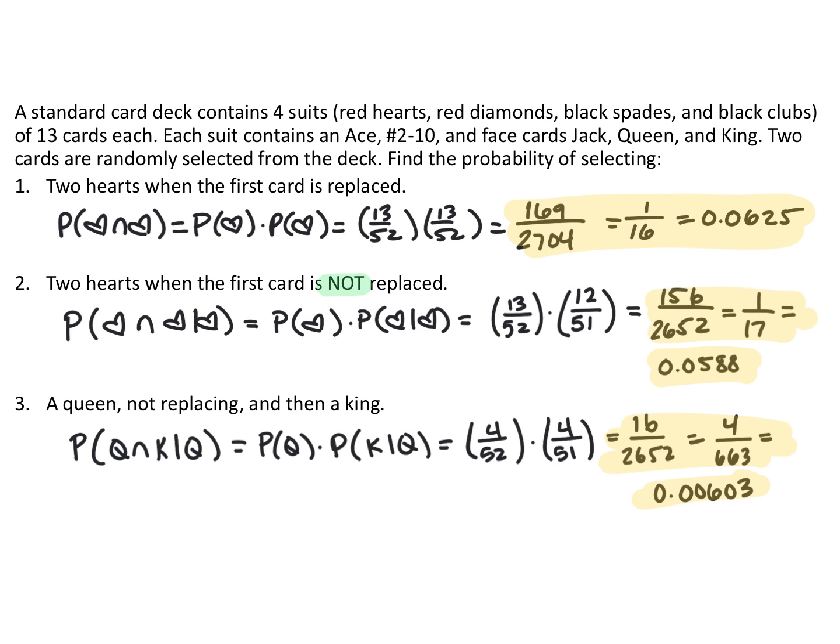For number 3, I want the probability of a queen and then, not replacing it, a king. So I want the probability of a queen and then the probability of a king given that I've pulled a queen. For the first one, there are 4 queens out of the 52 cards. For the second one, I didn't lose a king, so I still have 4 kings, but I do have 1 card in my pocket, so there's only 51 total cards. So I end up with 16 out of 2,652.